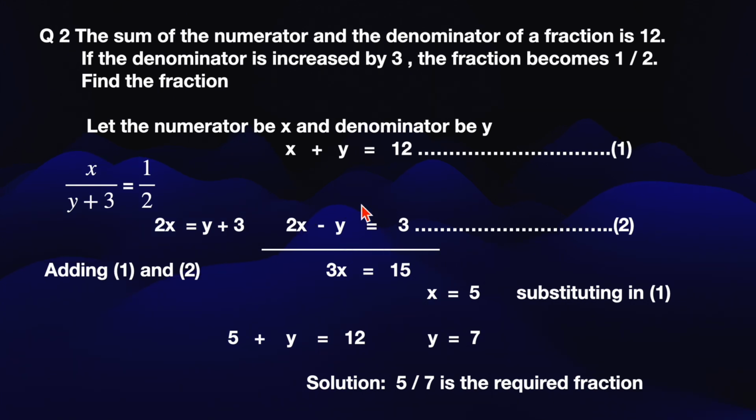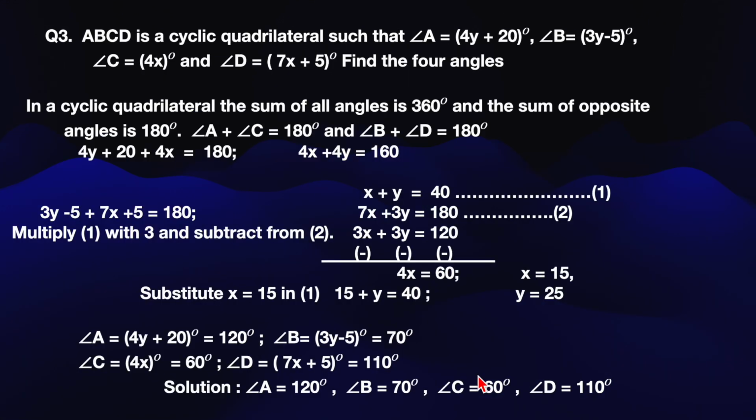Here it is. Easily we can eliminate y when we add these two equations. Add it, you will get the value of x. Substitute in this equation, you will get the value of y. So the required answer is x upon y. So it will be 5 upon 7 is the required fraction. The same thing you can do by substitution. y is equal to 12 minus x. Substitute in this equation, you will also get the answer.